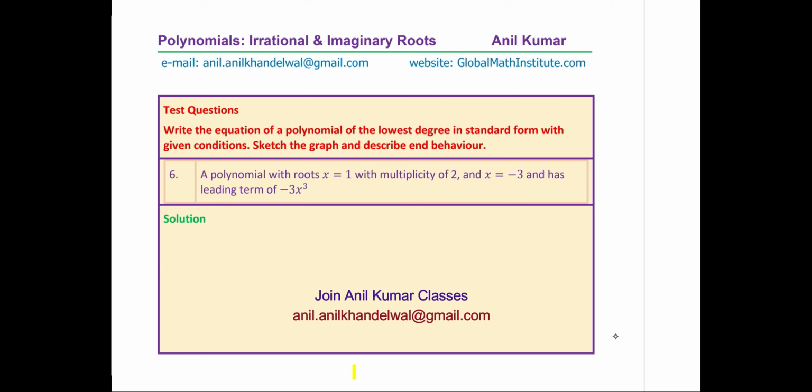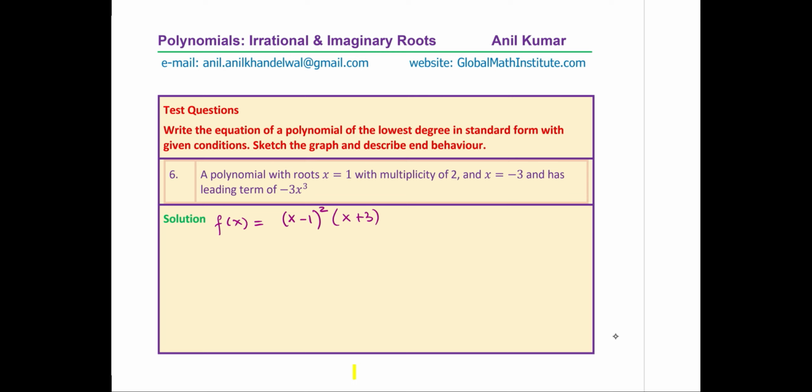So the very first one is that we are talking about polynomial with roots x equals 1. So let's write down as function f of x, or you could write y equals. Root at x equals 1 means x minus 1 is a factor, right? With multiplicity of 2 means square, and x at minus 3 means x plus 3 will be the factor, and that has a leading term minus 3x cubed. So that's the leading term. You can see from here x squared and x will give you x cubed, but minus 3 will have to be added here. So that becomes the leading term minus 3x cubed. You get the idea. So that becomes your equation.